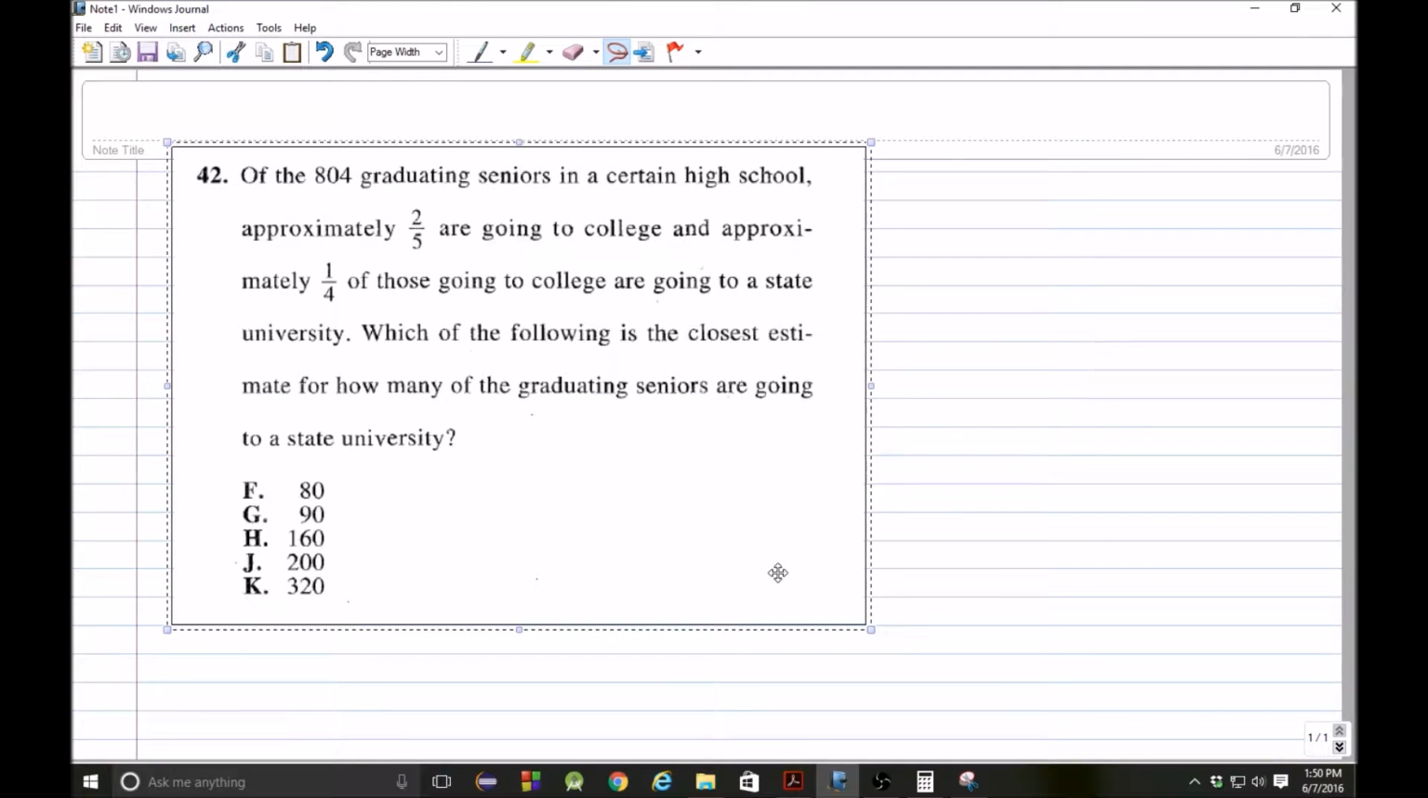Of the 804 graduating seniors in a certain high school, approximately 2/5 are going to college, and approximately 1/4 of those going to college are going to a state university. Which of the following is the closest estimate for how many of the graduating seniors are going to a state university? This is actually really simple.